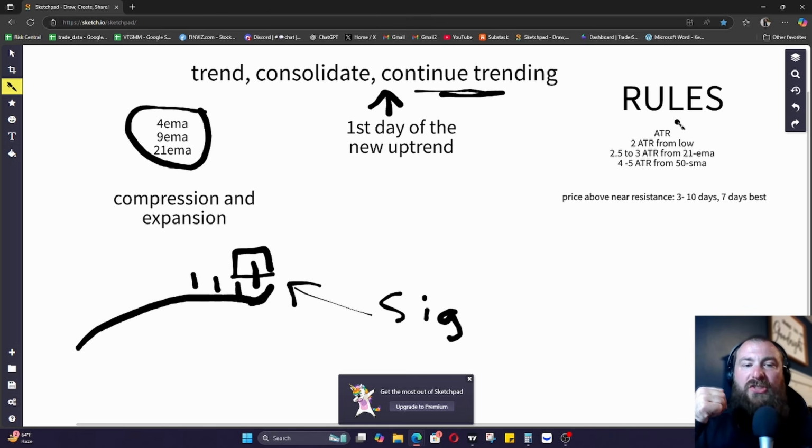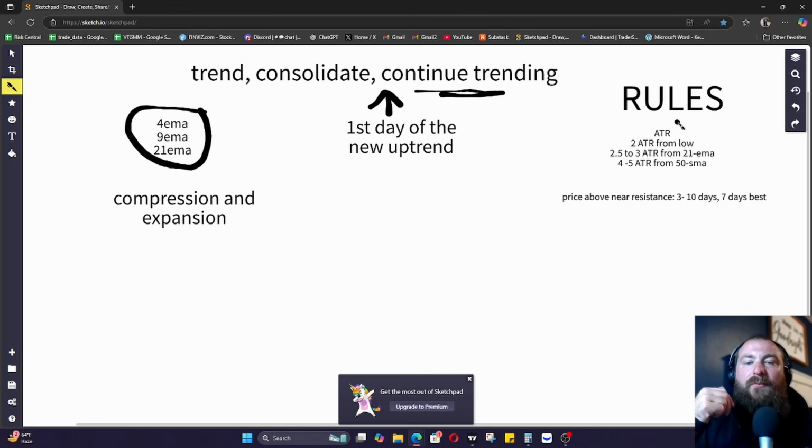Just one last thing before we start looking at charts. We want to see price pushing past the last 3 to 10 days. 7 days seems to be the most successful trigger, when price is pushing past the seventh previous day close. But 3 to 10 days is fine. 3 is fine, 10 is fine, but 7 seems to be the best when it comes to win rates.